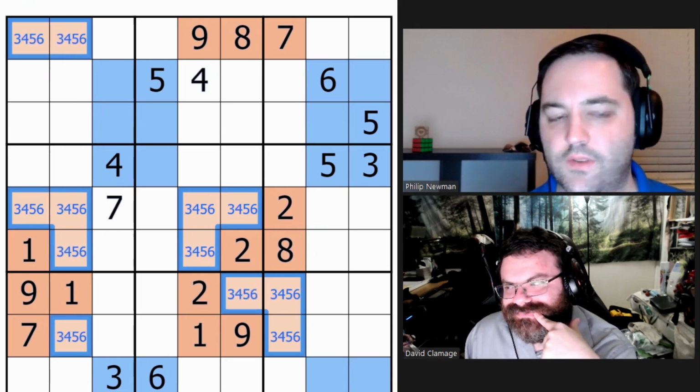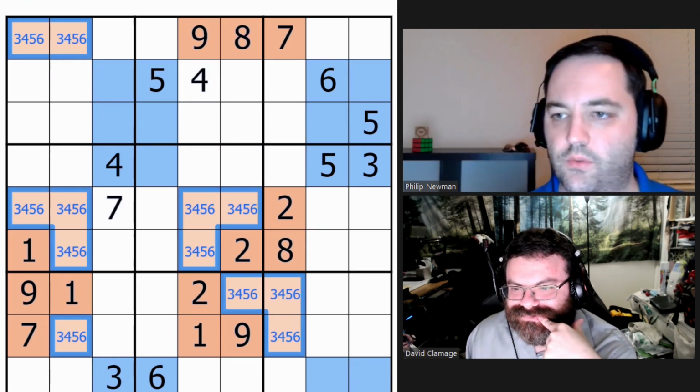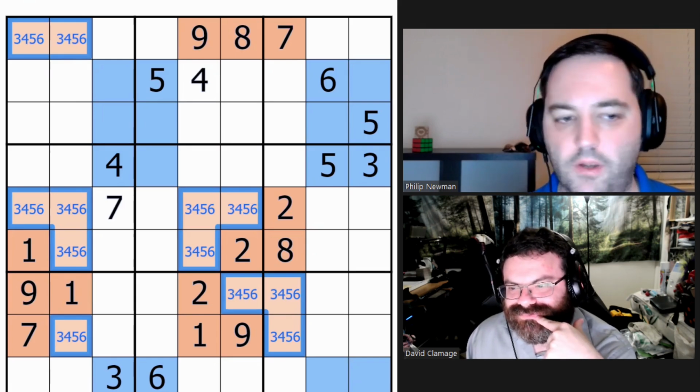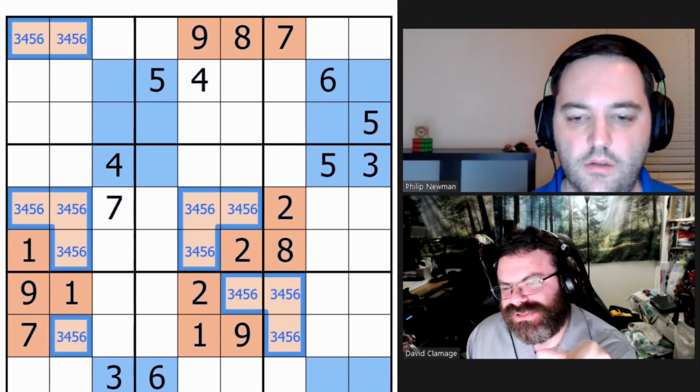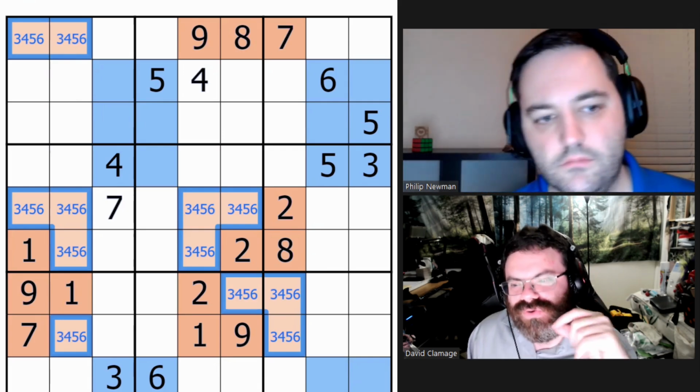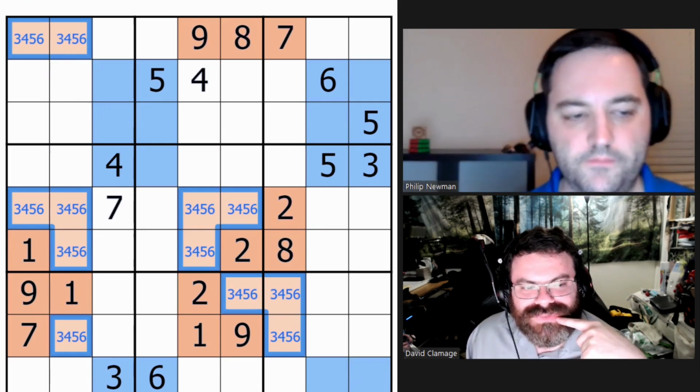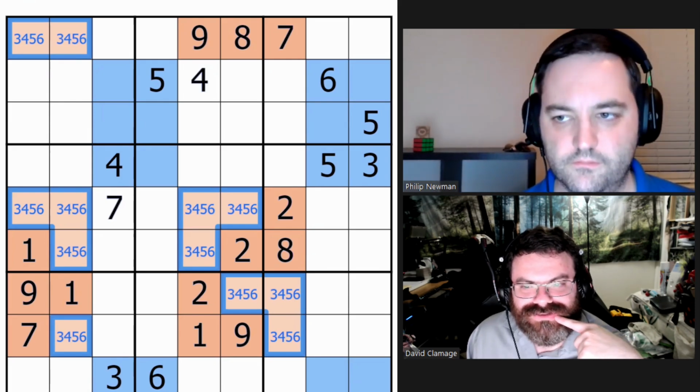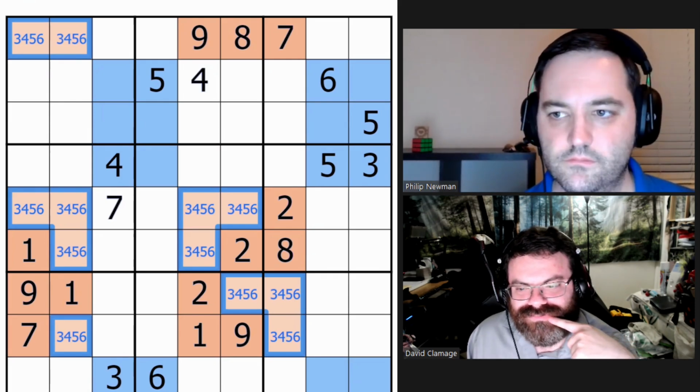So since we need 12 of those digits in those 12 cells, they have to be from 3, 4, 5, 6. And the important thing to point out is none of the orange cells were already 3, 4, 5, 6. Right. Had they been, using my technique of canceling them out can help visualize that.